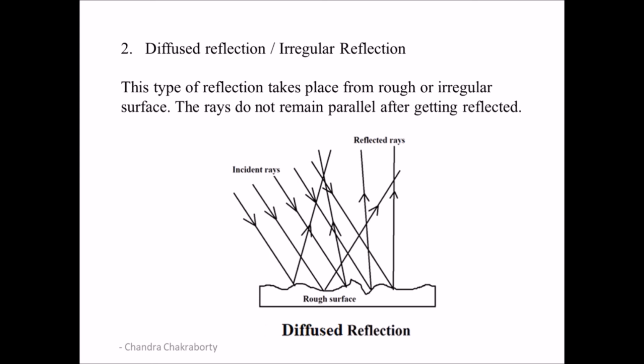Now, the second type of reflection is diffused reflection. It is also called irregular reflection. Do you know why? Because the reflecting surface in case of diffused reflection is irregular. So here you can see in this picture that the surface that we have used for reflecting the incident rays is rough. It's irregular. So what happens? The rays do not remain parallel after getting reflected.